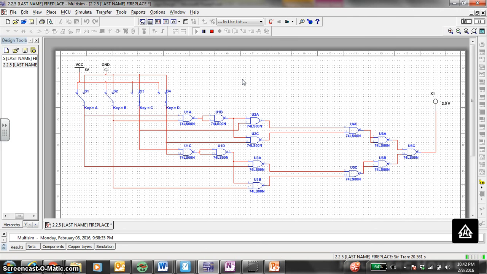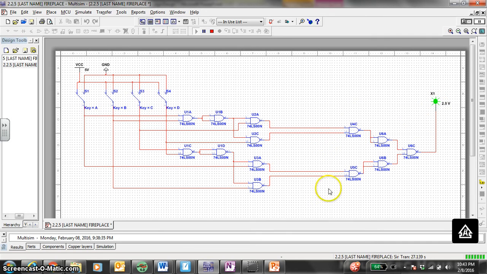1, 1, 0, 0 still off. 1, 1, 0, 1 on. 1, 1, 1, 0 on. All ones, it is on. So this is actually the simplified NAND circuit for the cutoff, the green probe.